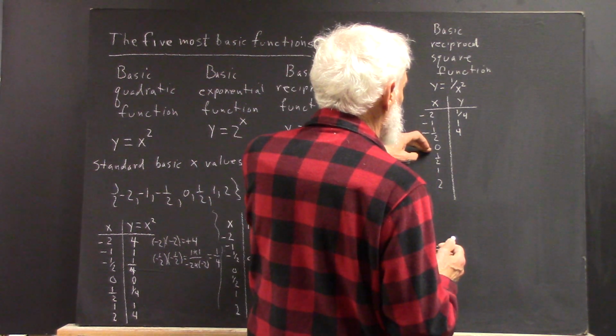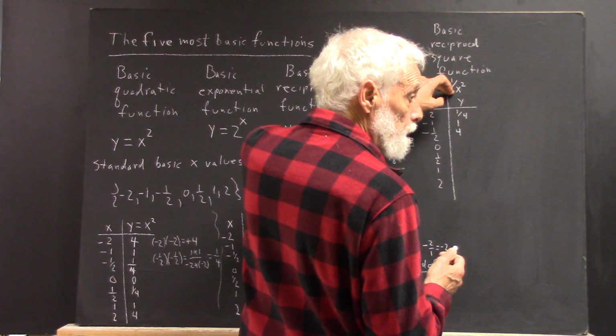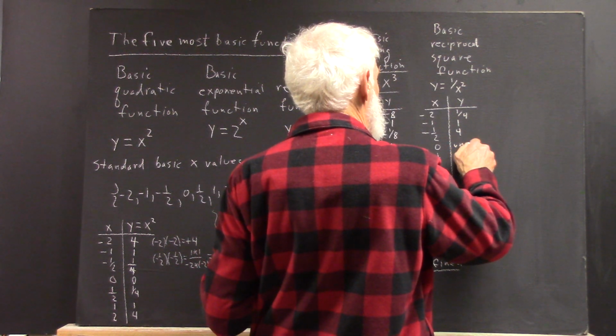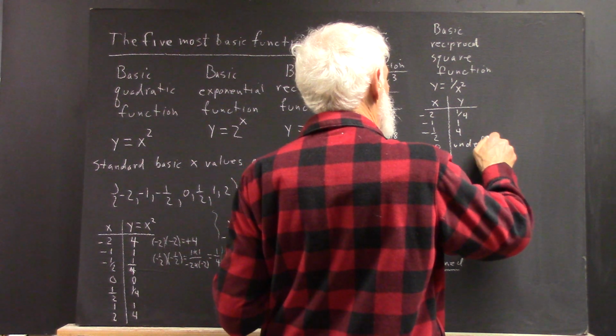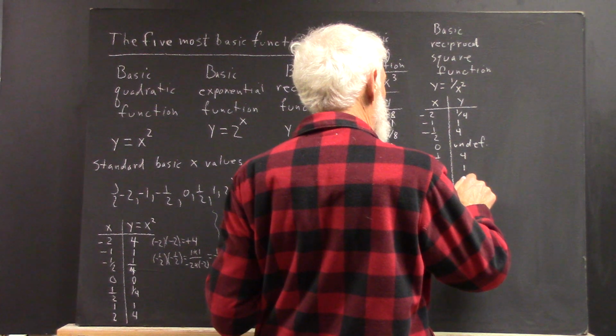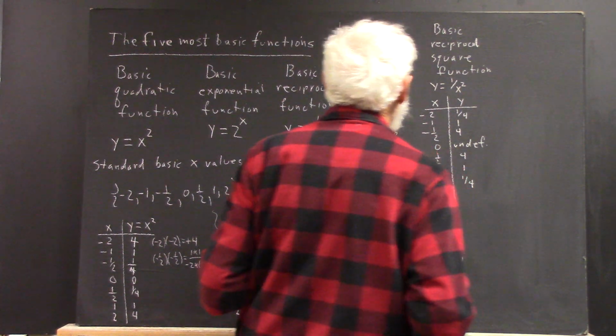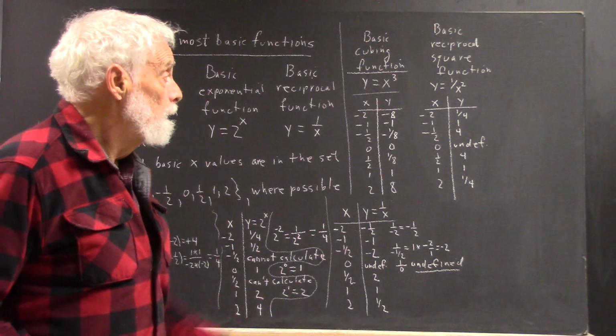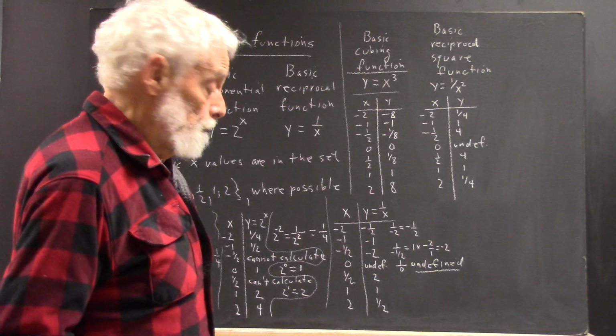Okay, let's get to 0. If x is 0, x squared is 0, which gives us 1 over 0, which is undefined. And 1/2 is going to give us 4, 1 is going to give us 1, 2 is going to give us 1/4. Okay? These are the tables of these 5 basic functions.